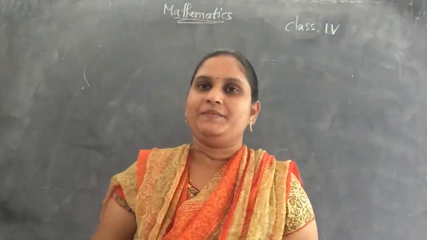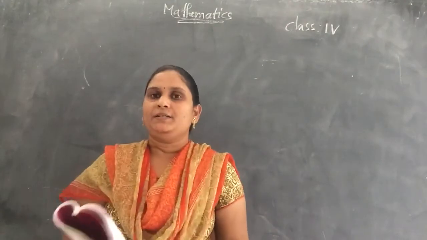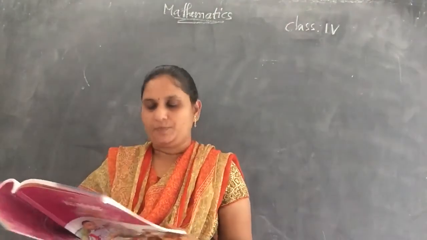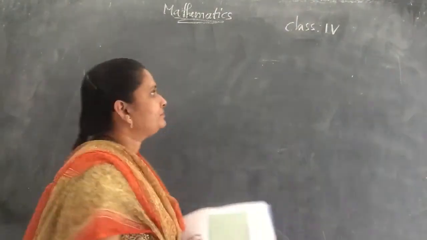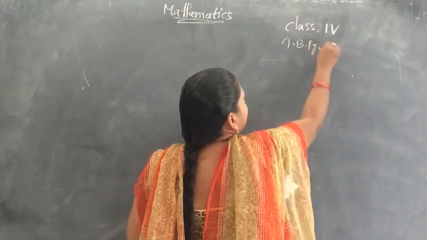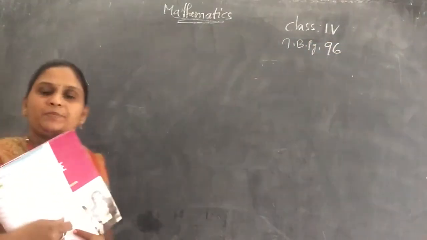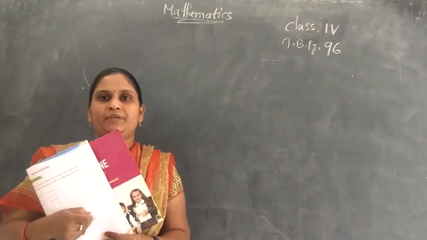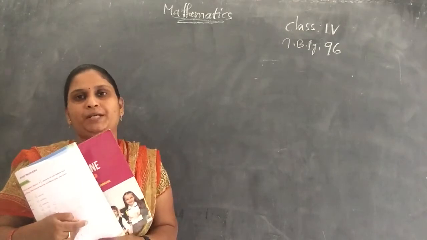Good morning children. Today we'll continue with fractions, how to simplify mixed fractions. Textbook page number 96, section 3. Here there are 4 sums on simplification. I'll explain one, and along with that example you have to do the remaining sums.